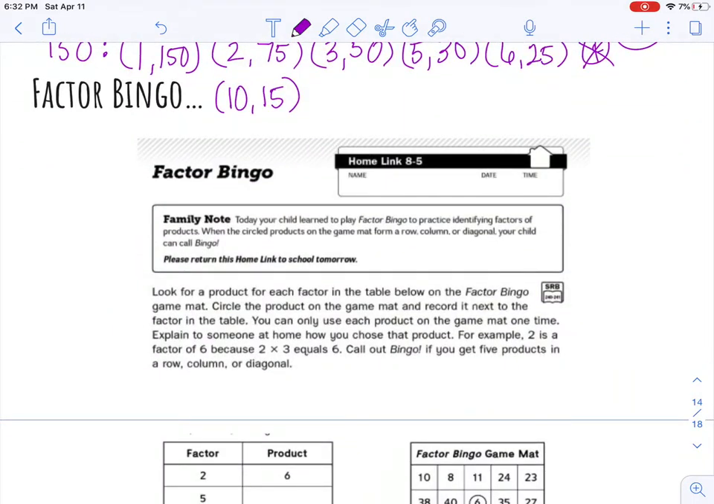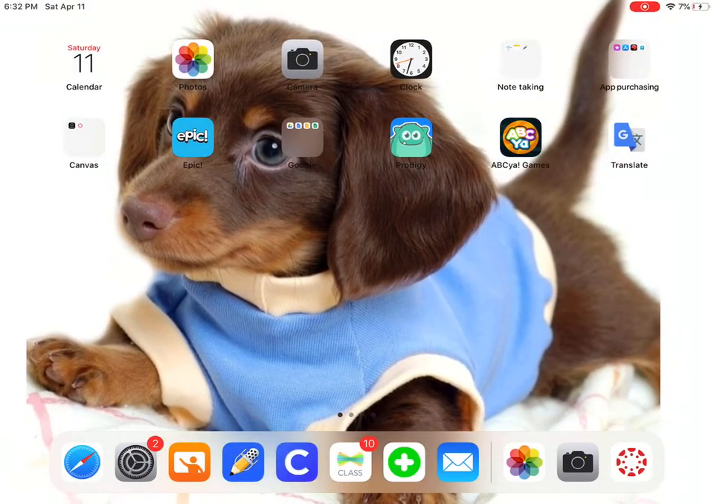All right, next we're going to learn to play a game. This game is called Factor Bingo. In your HomeLink book, if you go to lesson 8.5, there is a Factor Bingo sheet listed for you. But we can also play Factor Bingo by going to Canvas. I'm going to show you how to get to Canvas to play Factor Bingo.